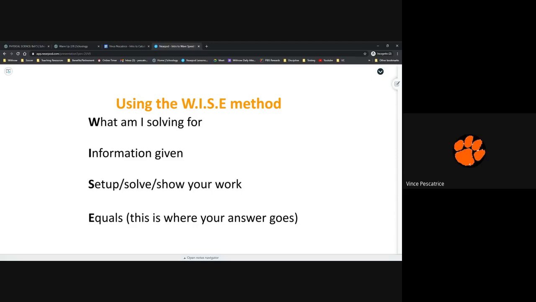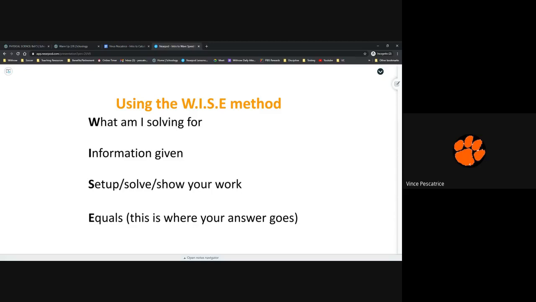The setup and solve section is where you show your work. It's where you decide, hey, this is the formula I'm going to use based on the triangle. Then use that triangle to solve the problem. You're going to show your work there, but you're going to put your answer in the equals box where it says E. This helps me stay organized as I grade it. I can scroll through and just look at your answer box.